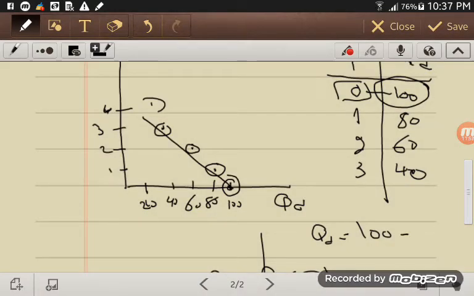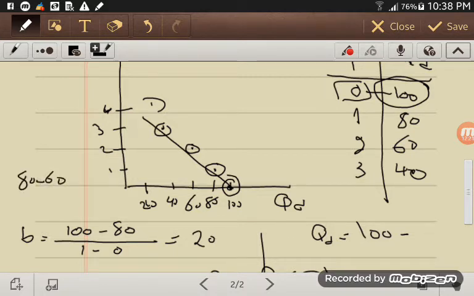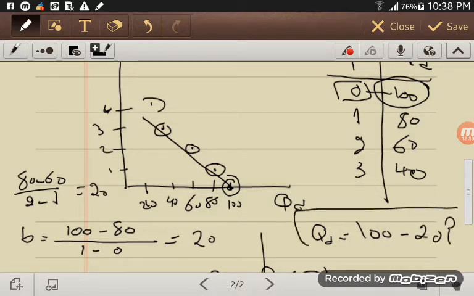Minus, now we would like to calculate B. B is calculated as the slope, which is the change between any 2 points. Say for example 100 minus 80 divided by 1 minus 0. So it's 20 divided by 1, which is 20. It can be 80 minus 60 divided by 2 minus 1. So it is 20. So this is the demand function.